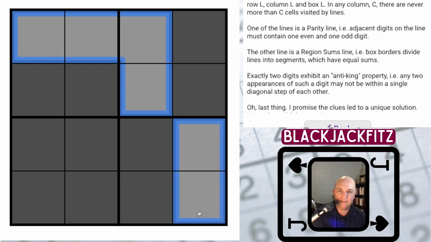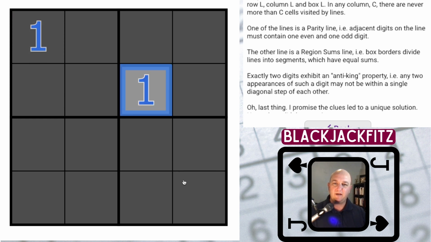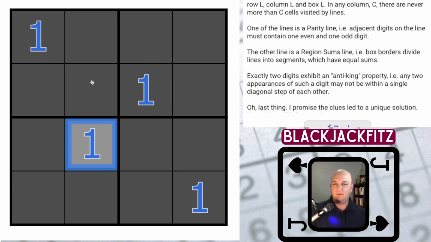Boy, am I not understanding this. I'm looking at the two digits in the anti-king rule. I think they are forced. Do we know the numbers of it? I don't see how we could know the numbers of it, but maybe the positions of it. If this digit... I think maybe there's probably not that many ways you could fill out a 4x4, right? That's one sort of orientation for this. What about that?